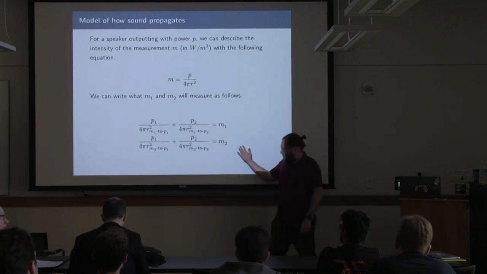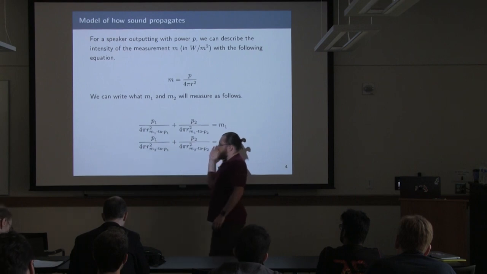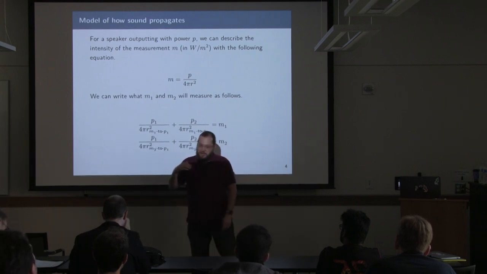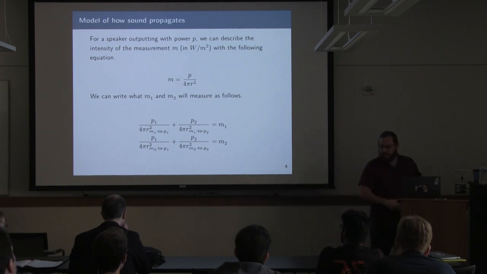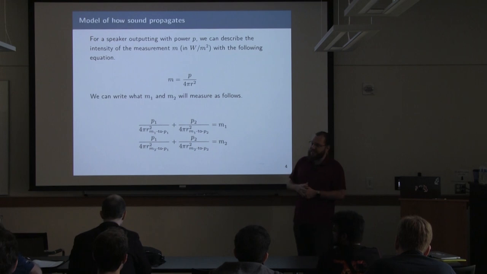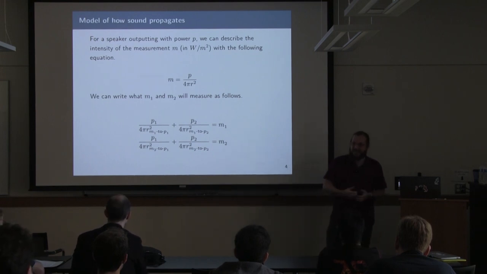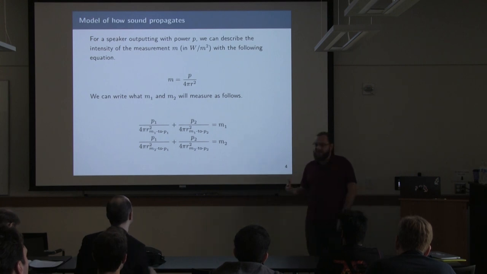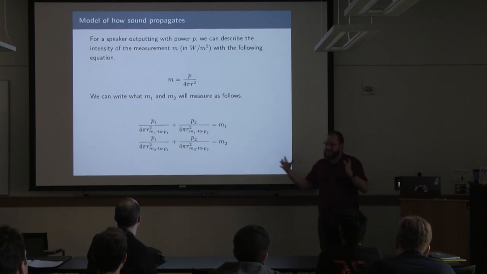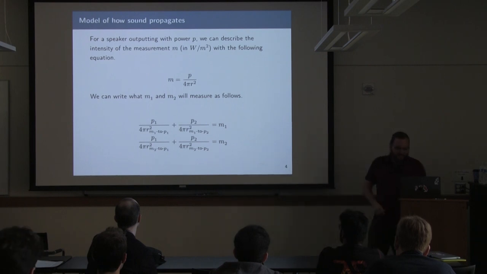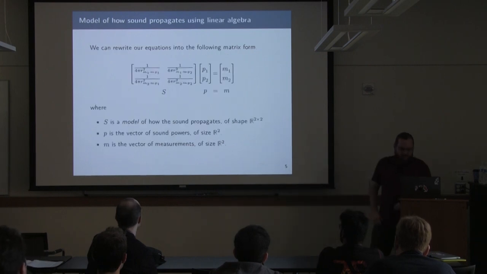Then for Bob, M2, we'll have the same equation, except the distances between Bob and the speakers are slightly different from the distances between Alice and the speakers. One thing that's important in this example is that they're not on top of each other. Usually Alice and Bob are quantum mechanics, so they could live in the same space. That's not true in reality. But if they did, this measurement wouldn't work. So there's a little bit of a constraint there.